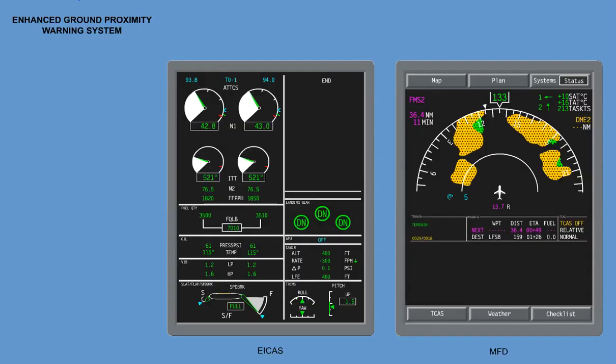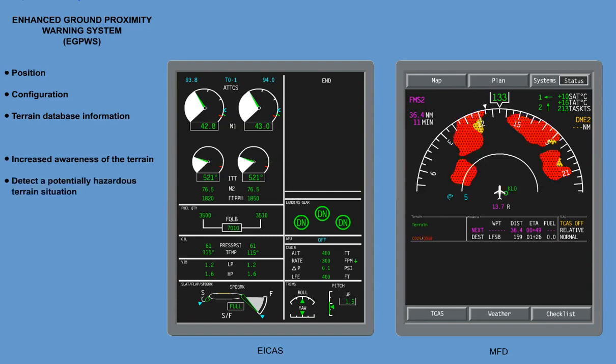The Enhanced Ground Proximity Warning System, EGPWS, uses airplane position, configuration, and terrain database information to provide the flight crew with increased awareness of the terrain along the projected flight path. The system provides the flight crew with sufficient information and alerting to detect a potentially hazardous terrain situation and thus allow the flight crew to take effective action to prevent a controlled flight into terrain event.